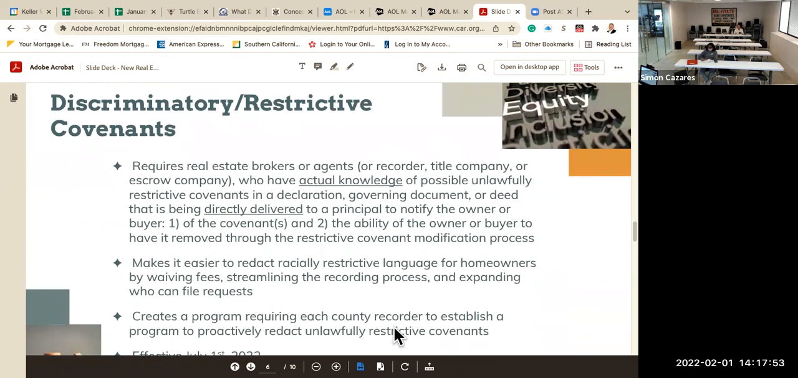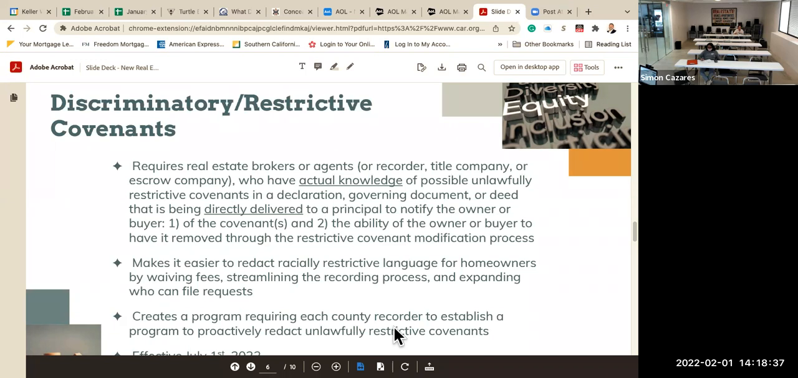Discriminatory and restrictive covenants requires real estate brokers or agents or recorders, title companies, or even escrow companies who have actual knowledge of possible unlawful restrictive covenants in a declaration, governing documents or deeds that is being directly delivered to a principal. Who is a principal in a transaction? Buyer or seller. To notify the owner or buyer of a covenant, and 2, the ability of the owner or buyer to have it removed through a restricted covenant modification process.